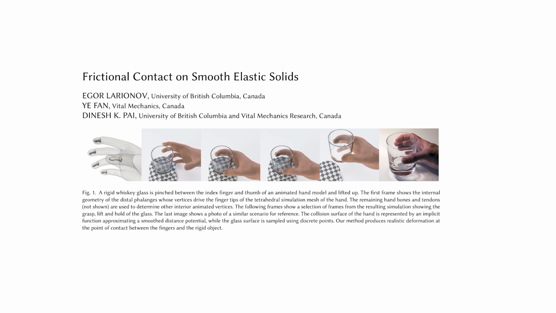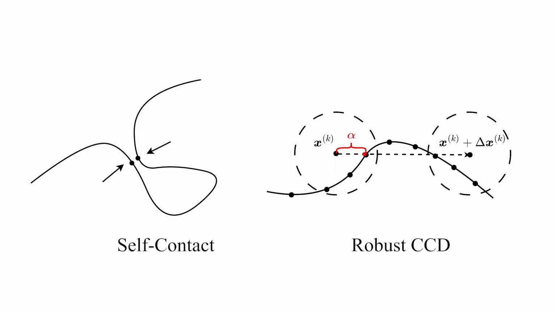IMLS surfaces have already been explored for modeling frictional contact between deformable objects by Larionov et al. However, we make 2 crucial extensions. It now takes self-contact into account and supports robust continuous collision detection to prevent tunneling. More details can be found in the paper.